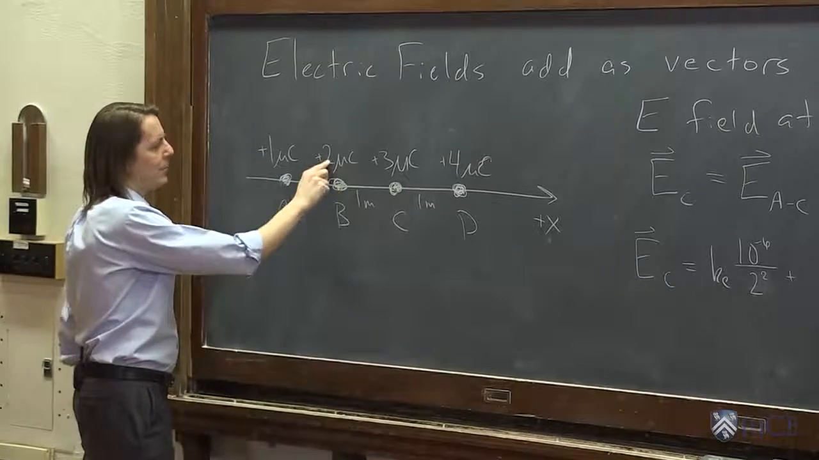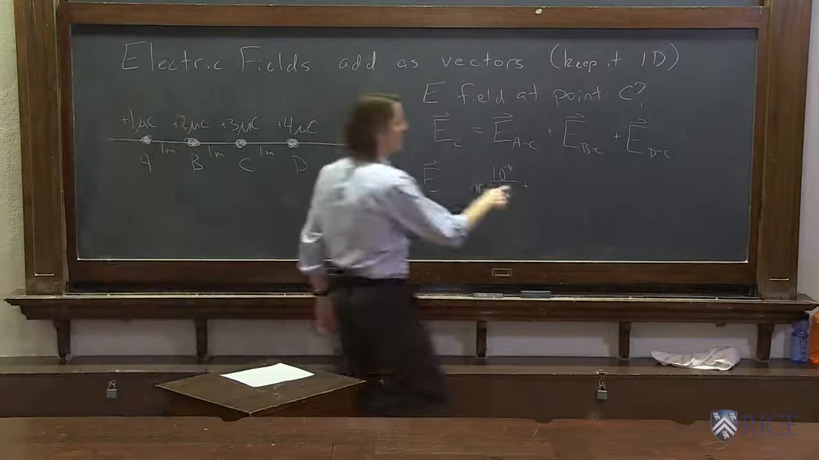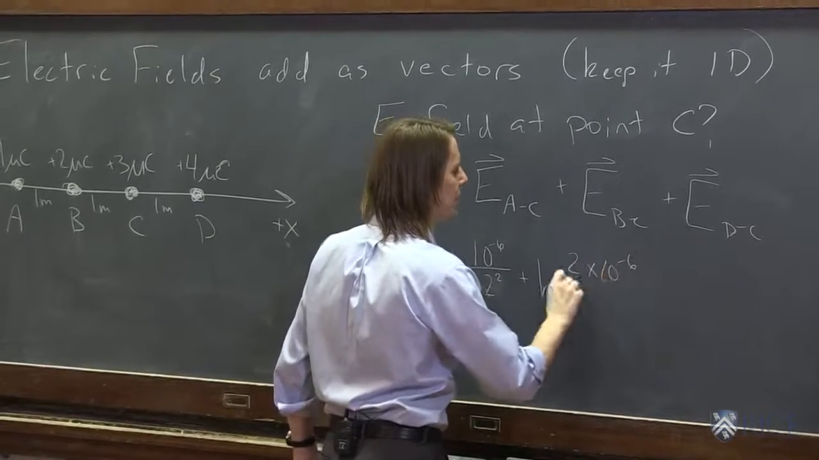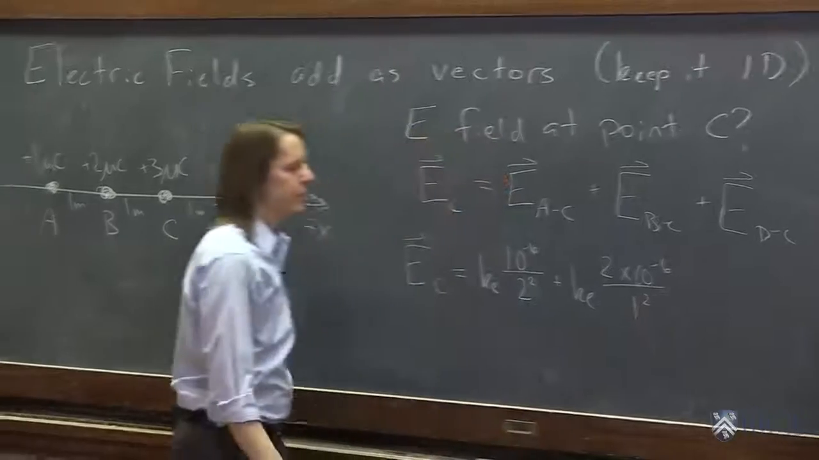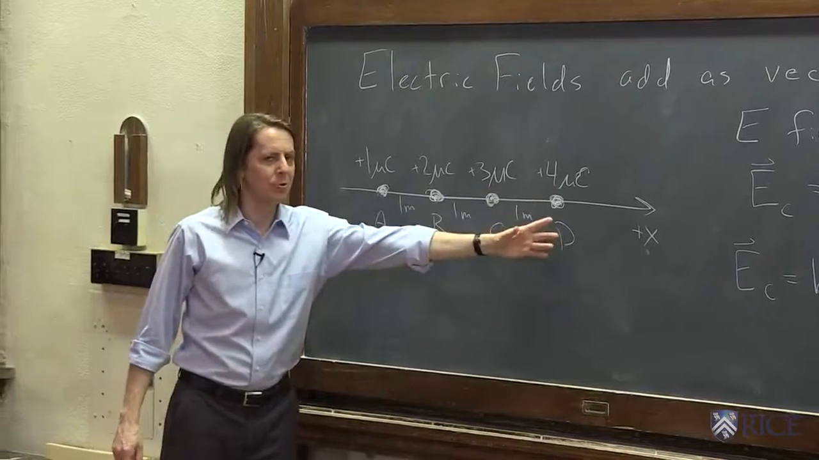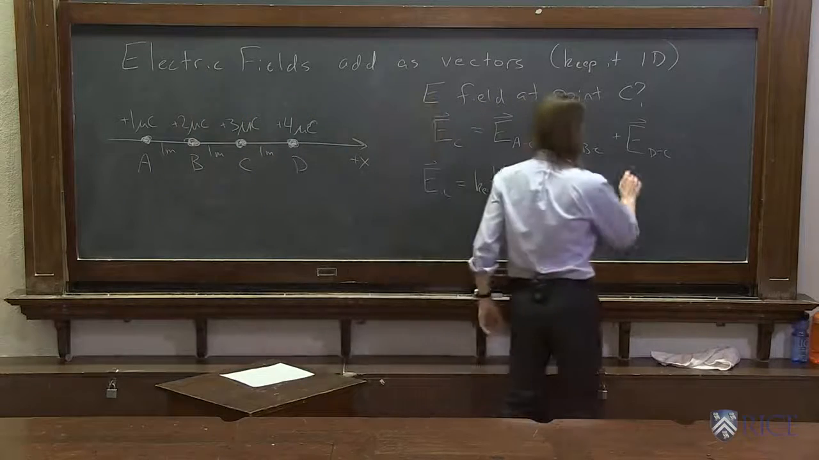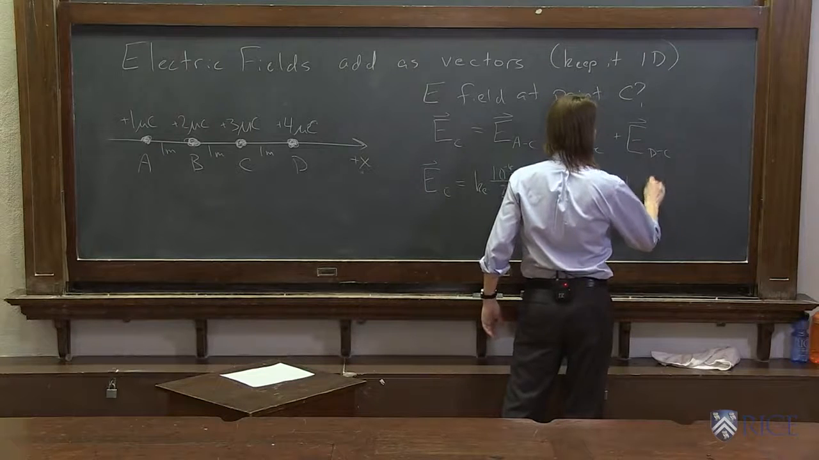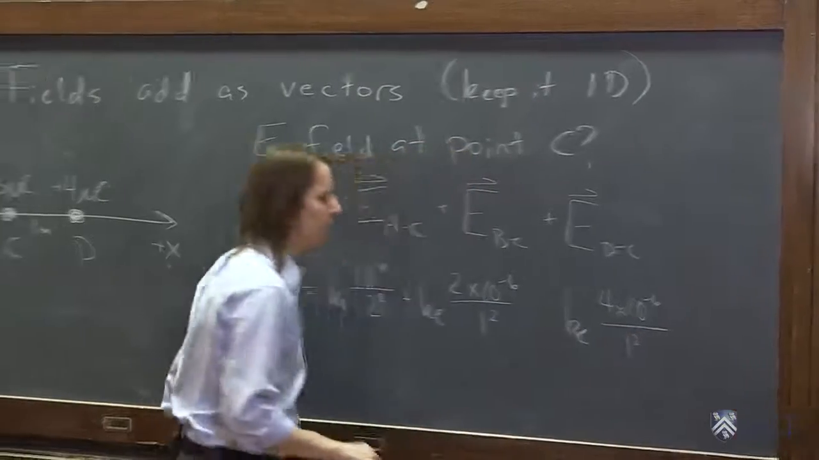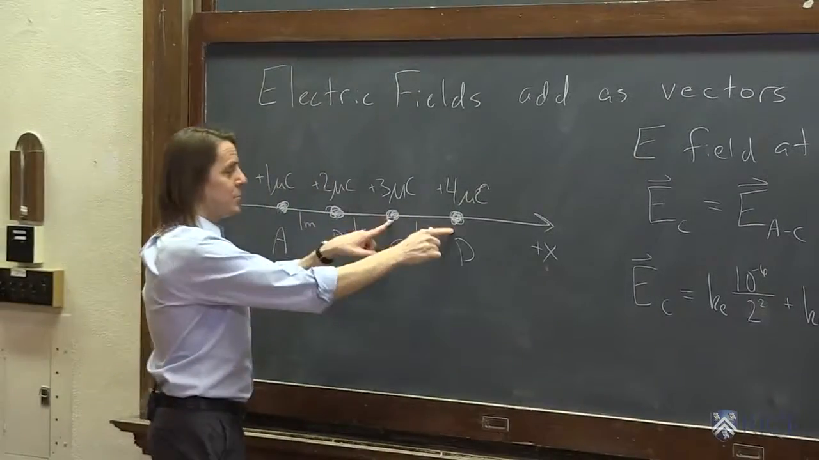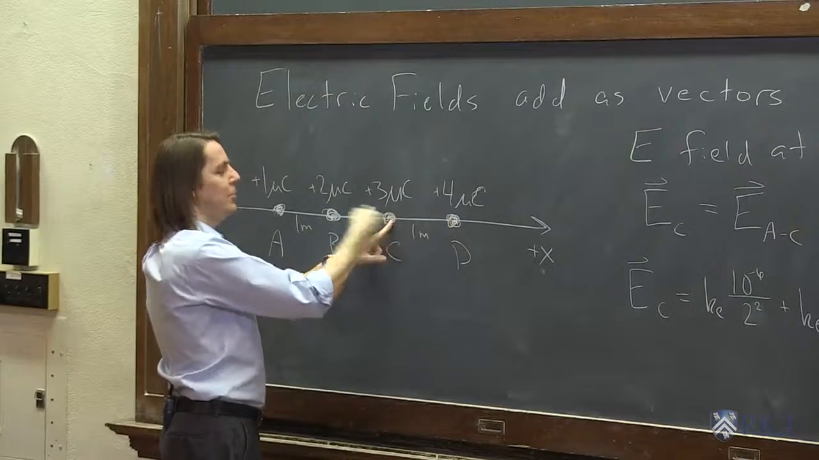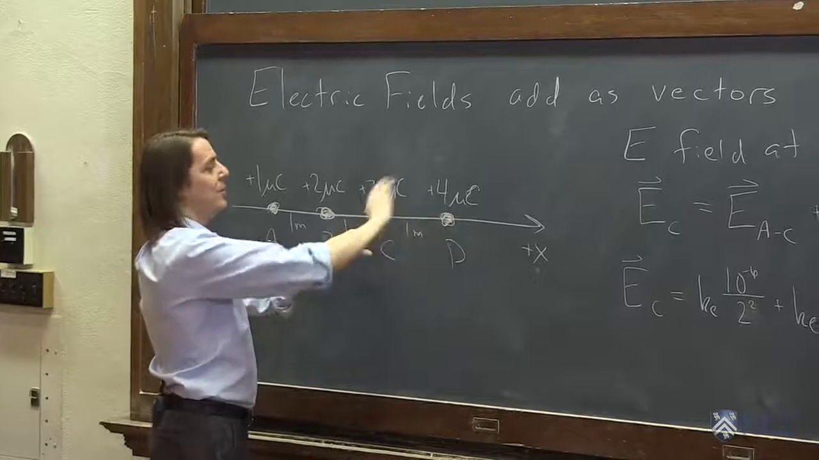This one is 2 microcoulombs, and it's 1 meter away. So E of B at C would be KE times 2 times 10 to the minus 6, and it's 1 meter away, so 1 squared. And then finally, this one is 4 microcoulombs and 1 meter away. So it's KE times 4 times 10 to the minus 6, and it's 1 meter away squared again. But this one makes a field this way because it's positive, and if you had a positive test charge here, it'll be pushed that way. It's the opposite of these two because it's on the other side.